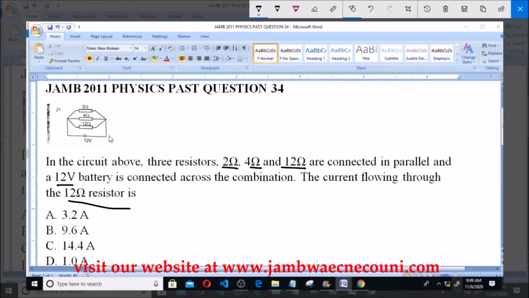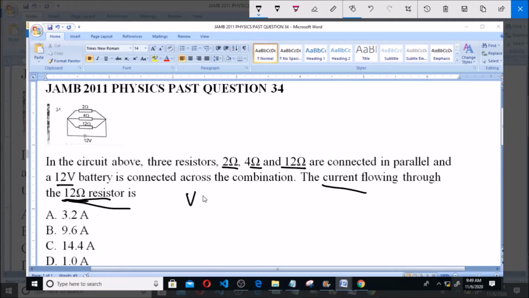So this is actually a parallel circuit, and in a parallel circuit the current flowing through each resistor is different. So I am asked to calculate the amount of current flowing through the 12 ohm resistor alone. Now Ohm's law, that is V equals IR, so we are looking for current, so I is equal to V over R.